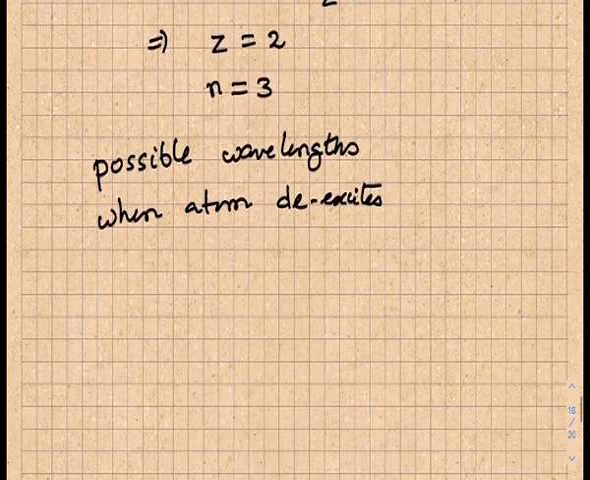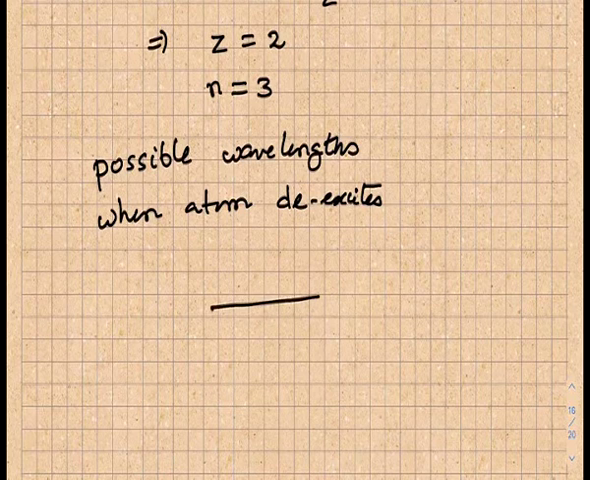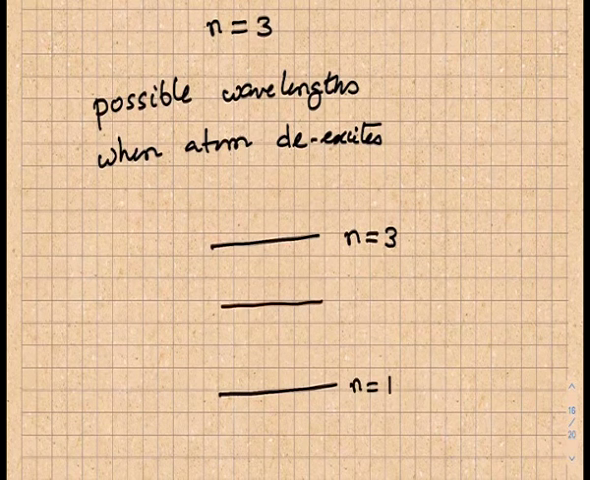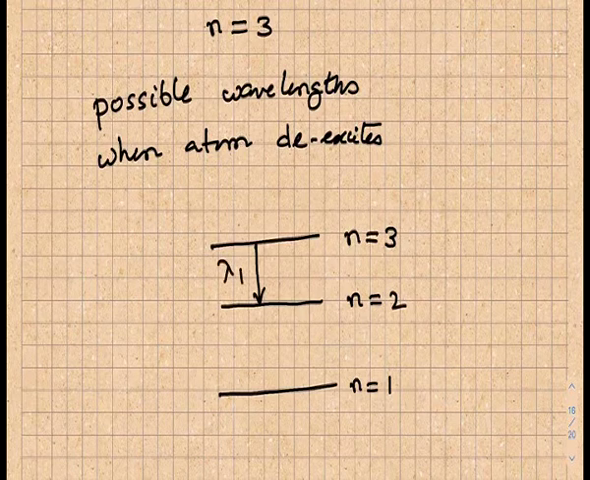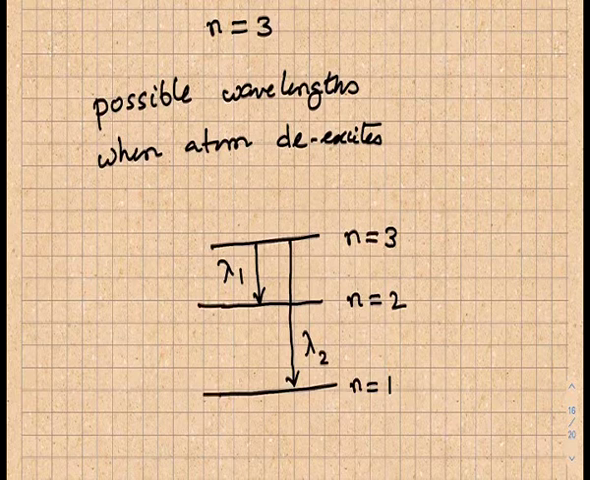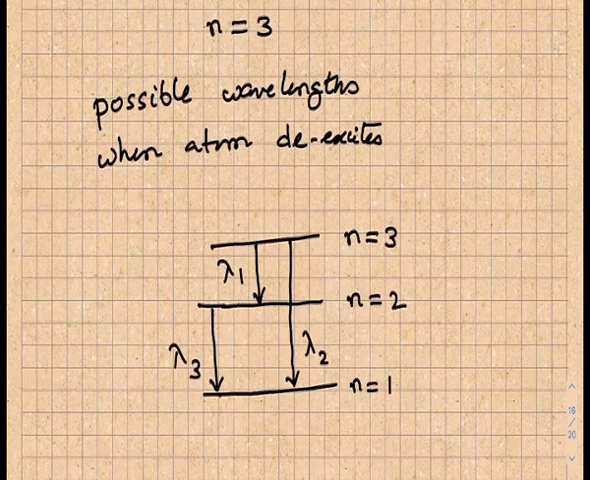Okay, first of all, let us see what the possibilities are. n is equal to 3, and it's the Bohr model, so n is equal to 1 and n would be somewhere here. What are the possible wavelengths? n is equal to 3 to n is equal to 2 is one possibility. Let me name it lambda 1. From n is equal to 3 to n is equal to 1 is another possibility. Let me say it is lambda 2. And you have another one, n is equal to 2 to n is equal to 1. Let us say this is lambda 3. Okay, these are the possibilities.